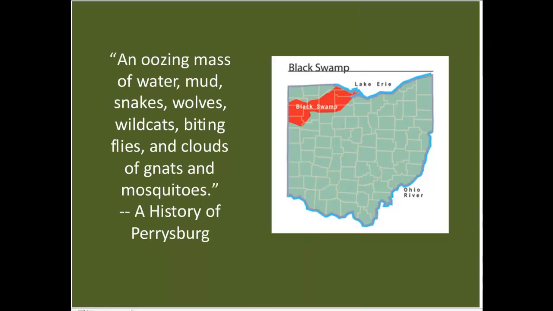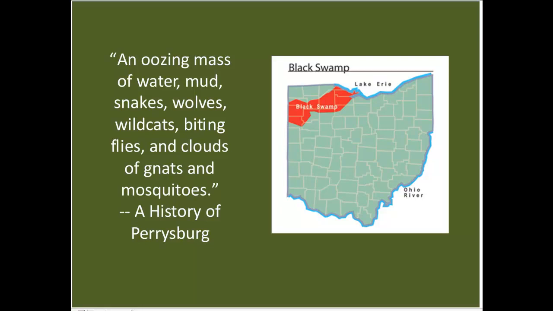So a lot of you are familiar with the Great Black Swamp, I would think. It's an area that was once about 1,500 square miles. And to give you some perspective on that, that's the size of what the present-day Everglades is. So that's how big of a wetlands we had up here in northwest Ohio. Settlers found it, not surprisingly, unproductive. They saw it as a blight on the land. This is a direct quote from the History of Perrysburg. It called the Great Black Swamp an oozing mass of water, mud, snakes, wolves, wildcats, biting flies, and clouds of gnats and mosquitoes. So you can understand why so many people wanted to relocate out here to farm.